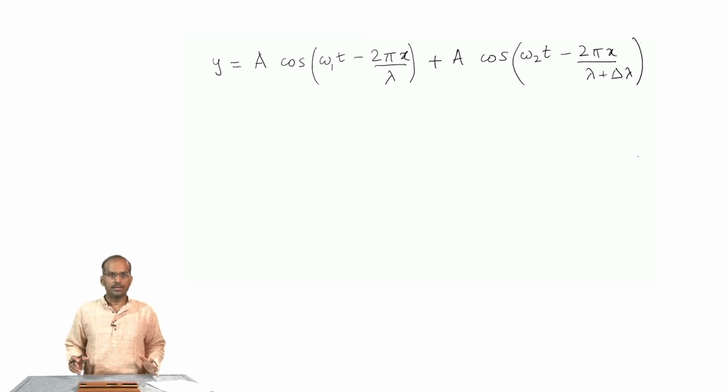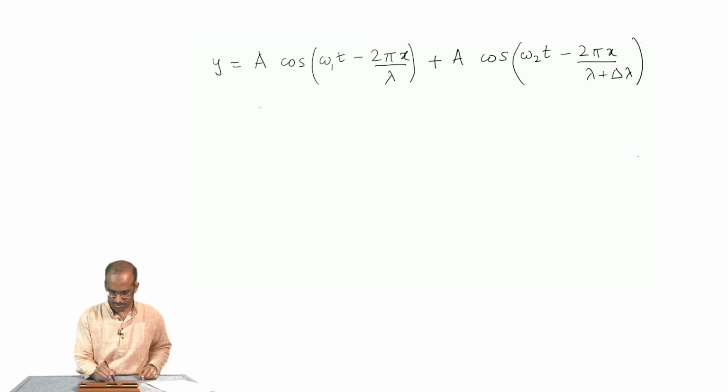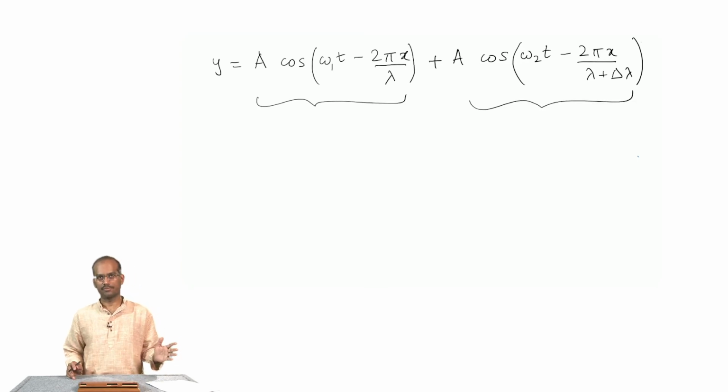The result really does not depend on whether I choose a cosine function here or a sine function here, or even a combination of sine and cosine function. All that would lead to some phase differences, but the final result will not depend on what choice I make for the solutions of the individual components. So, I have two components here: one is this, the second one is this. The first one has wavelength lambda, the second one has wavelength lambda plus delta lambda.